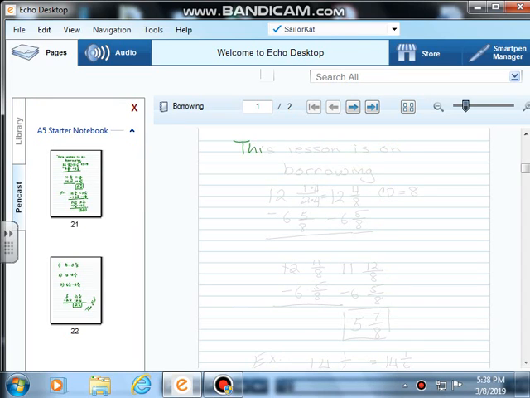This lesson is on borrowing. Since your last assignment, I see that many of you are having difficulty with borrowing. And so we're going to have a few examples here, such as 12 1/2 minus 6 5/8.